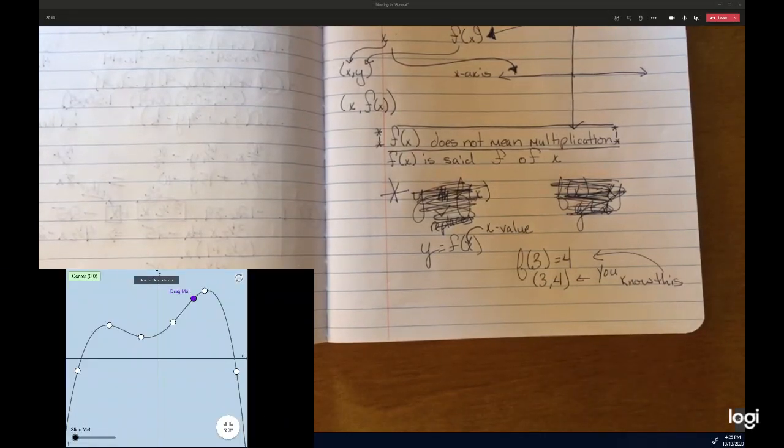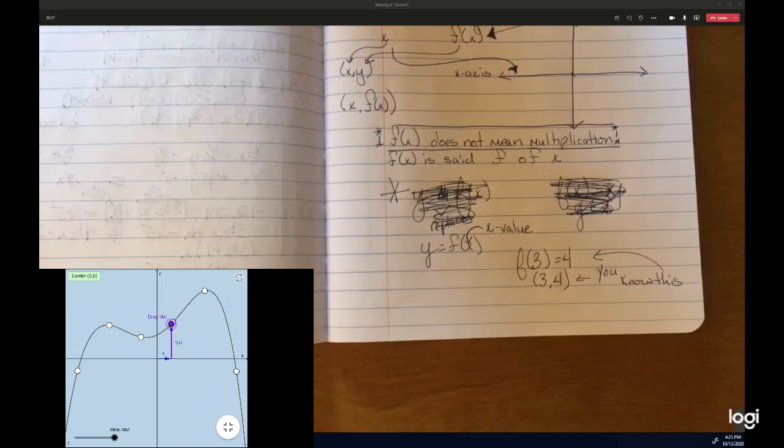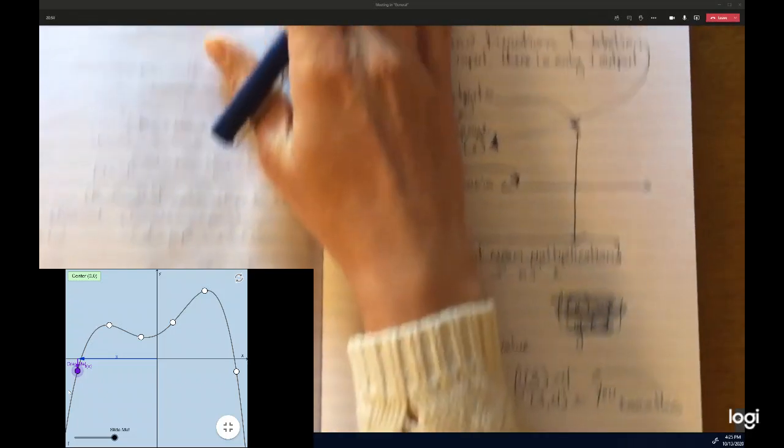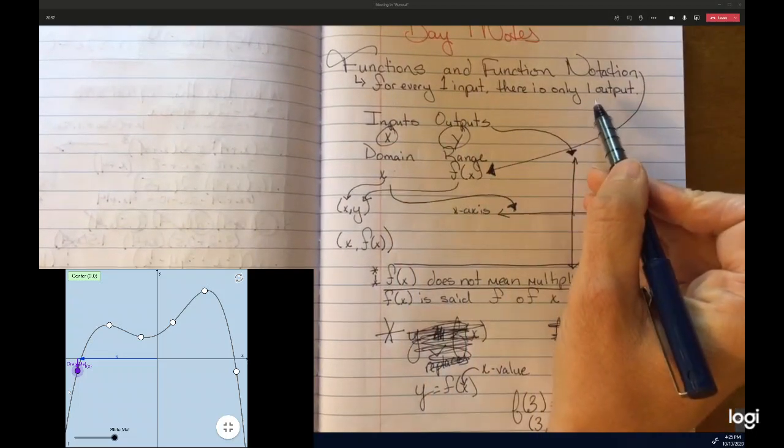Maybe. Okay. So it says here, drag me. Or slide me. X, f of x, there's the point on the graph. All right. So notice that the f of x is climbing as the y would climb. And then it says drag me. Look at here. All right. F of x is always vertical. X is always horizontal. Okay. And this right here would be a function, because for every one input, there's only one output.